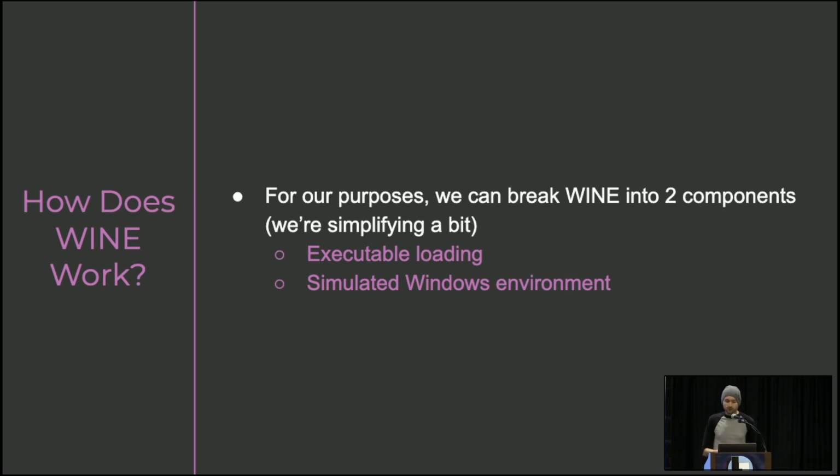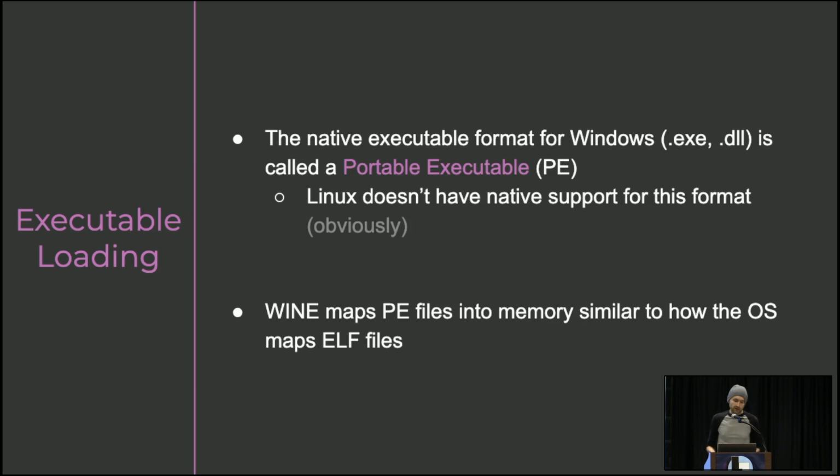Getting into Wine internals, we can basically break Wine down into two components. We're oversimplifying a little bit, but for our purposes, it's good enough. The first is executable loading, and the second is basically what I'll call a simulated Windows environment. So the first part of that is executable loading. Some of this you're already going to know, bear with me. But the native executable format for Windows, your EXEs, your DLLs, etc., is called a portable executable, or a PE file. Linux, obviously, doesn't have native support for this format.